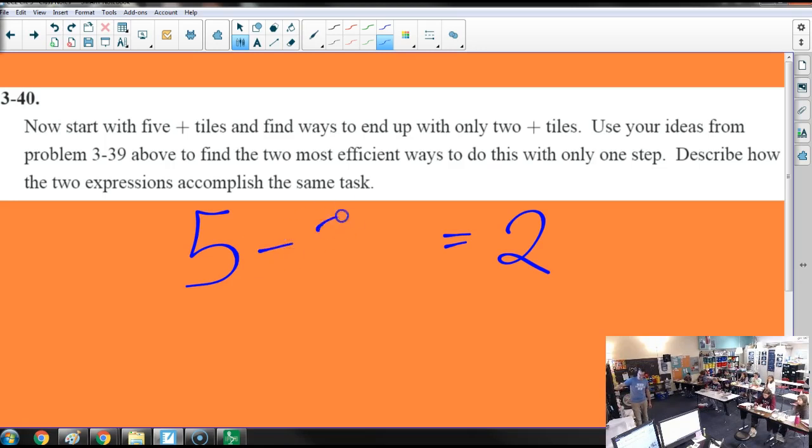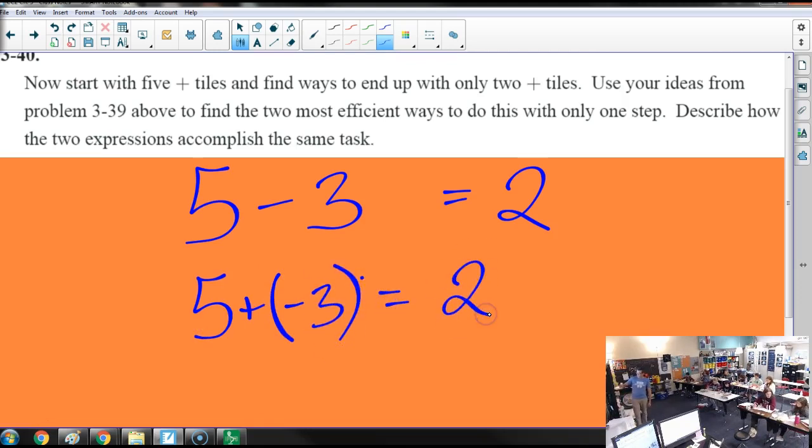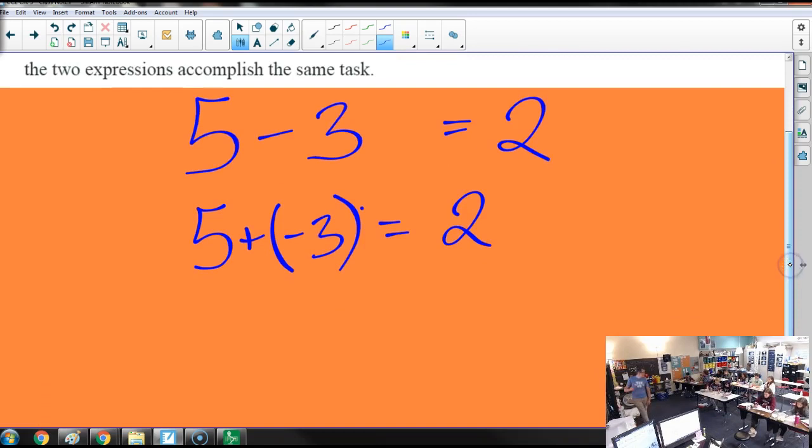Minus 3, right? So we all know that, but we don't like subtraction, we said. So we don't want to subtract. We want to do other things. Eric, because I think you might have plus a negative 3. 5, add in 3 negatives. We'll make 3 zeros in that group and end up with 2.